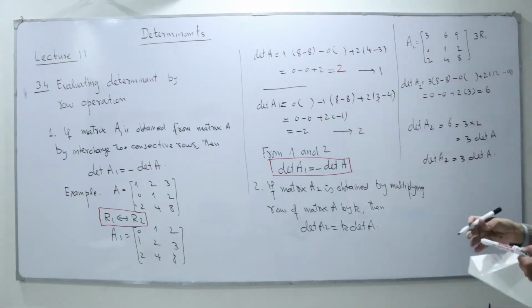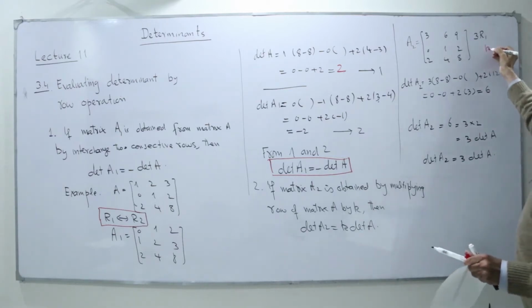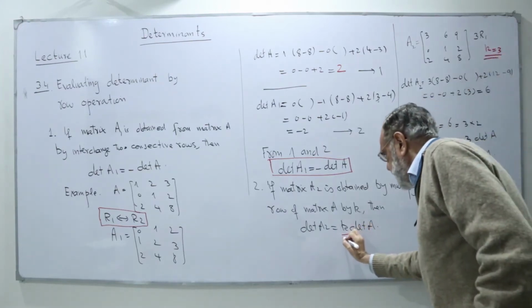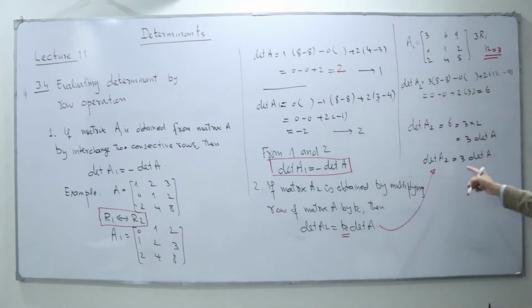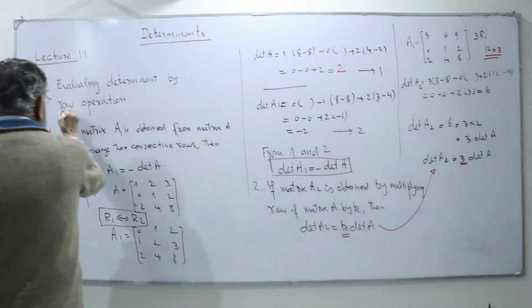The same idea which we have just mentioned, that when we multiply by the value of k, this k is equal to 3. We take the value of k equal to 3, and this is my k. So I get here determinant of A2 is equal to 3 times, this is my value of k, determinant of A. So these two properties we have discussed by the row operations.